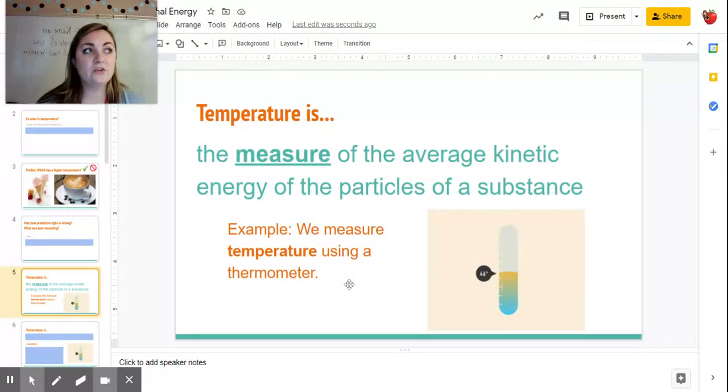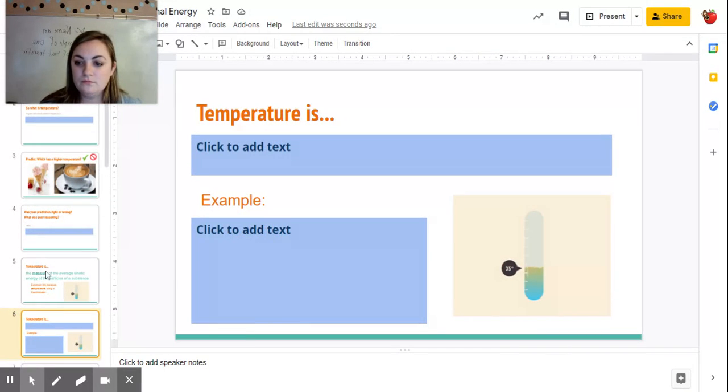When particles are moving faster, they cause the liquid in the thermometer to move faster and go up in the little tube. If the temperature is lower, we see the particles start to move slower. They start to condense, they go down the tube, and the thermometer level goes down. You are going to be typing that into your slide.